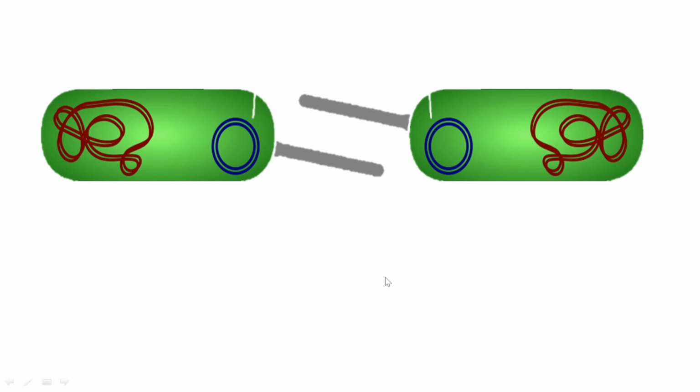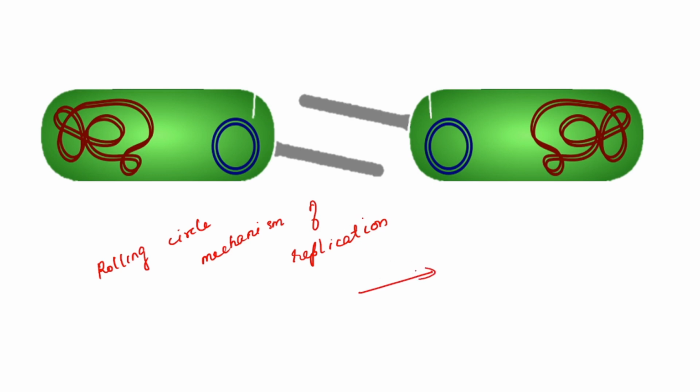And one more term you need to familiarize yourself with along with that, that is rolling circle mechanism of replication. What is it? Rolling circle mechanism, it is unidirectional. Means in one direction only the replication takes place. That type of replication is rolling circle mechanism of replication.